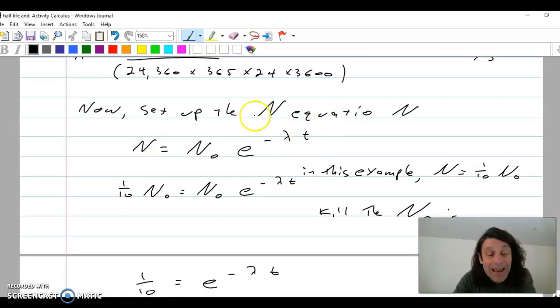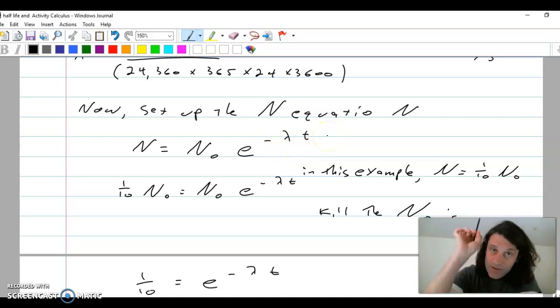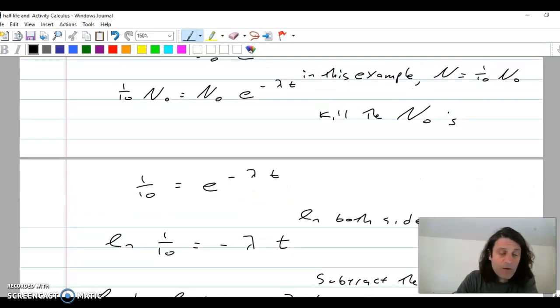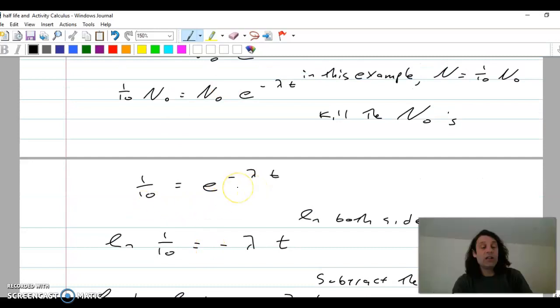Now, set up the N equation. N is equal to N0 times e to the negative lambda t. What I say, we're going to set up a ratio. This one happens to be 1/10 of the original amount. So it said 10 grams decaying into 1 gram. Now you have a ratio. 1/10 of the N0 is what N is, N0 e to the negative lambda t. So there's that. You can kill the N0s. You've done all this before. The N0s die. 1/10 is equal to that.